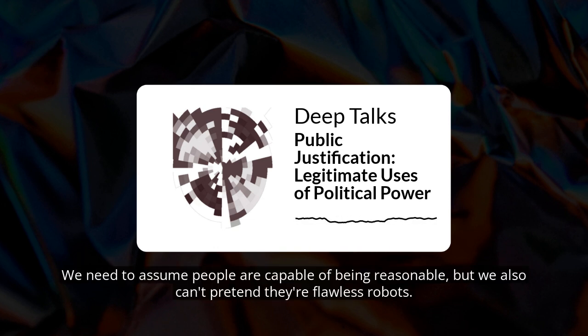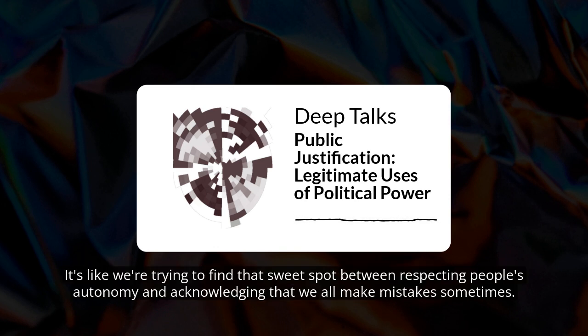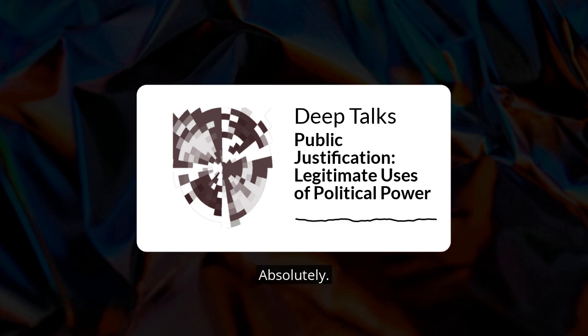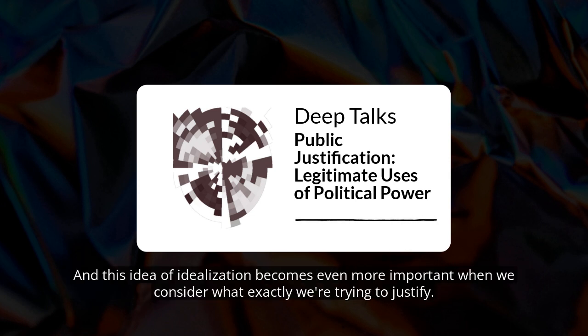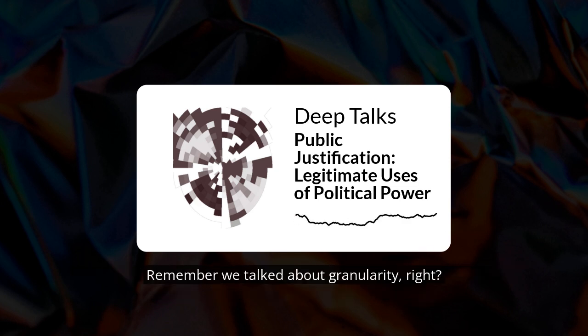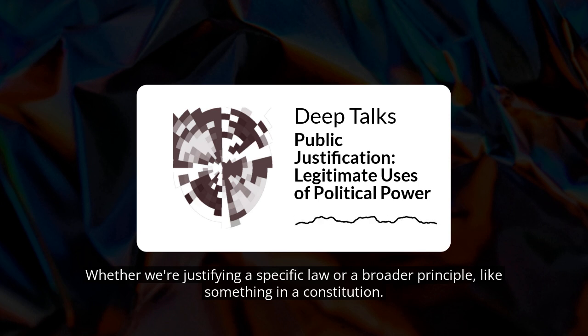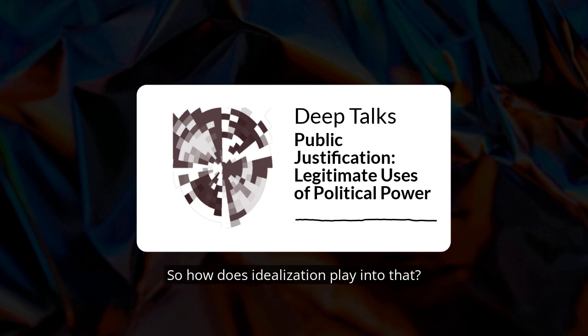We need to assume people are capable of being reasonable. But we also can't pretend they're flawless robots. It's like we're trying to find that sweet spot between respecting people's autonomy and acknowledging that we all make mistakes sometimes. Absolutely. And this idea of idealization becomes even more important when we consider what exactly we're trying to justify. Remember, we talked about granularity. Whether we're justifying a specific law or a broader principle. Yes. Like something in a constitution. So how does idealization play into that?